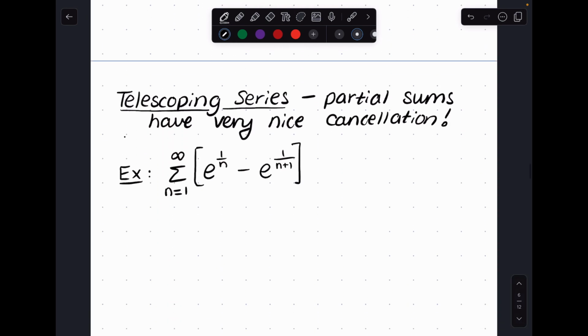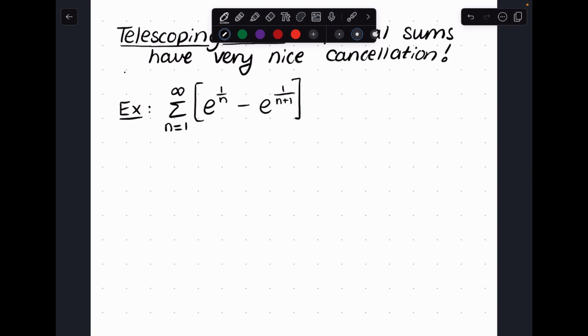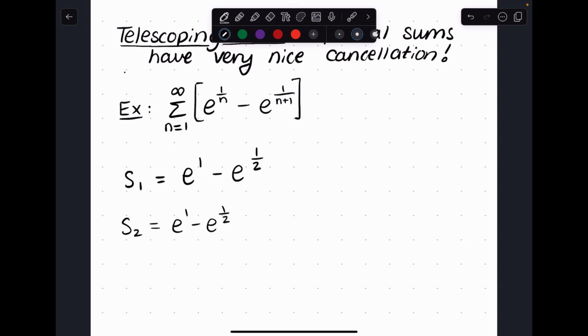All right, next example. We talked about telescoping series. These are series that are really nicely set up so that when you look at the partial sums, they have some really nice cancellation. So let's start looking at the sequence of partial sums. If I look at S sub 1, this is going to be e to the 1 over 1 minus e to the 1 over 1 plus 1, so 1/2. No cancellation yet.